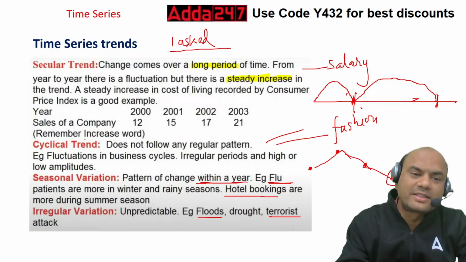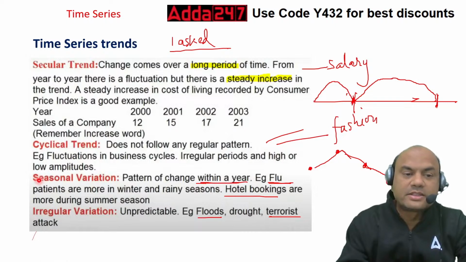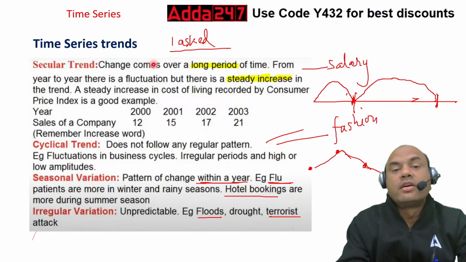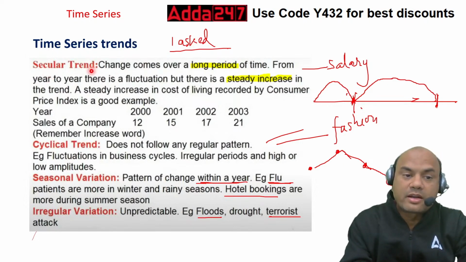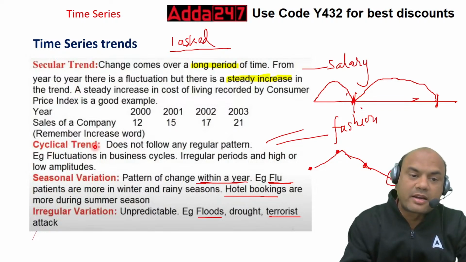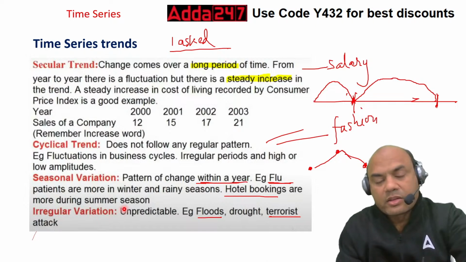So these are the trends, right? So which are the trends? Look at this. These are the four major trends, and at least one is asked to you in the exam. At least one. First one is secular trend, cyclical trend, seasonal variation, and irregular variation.